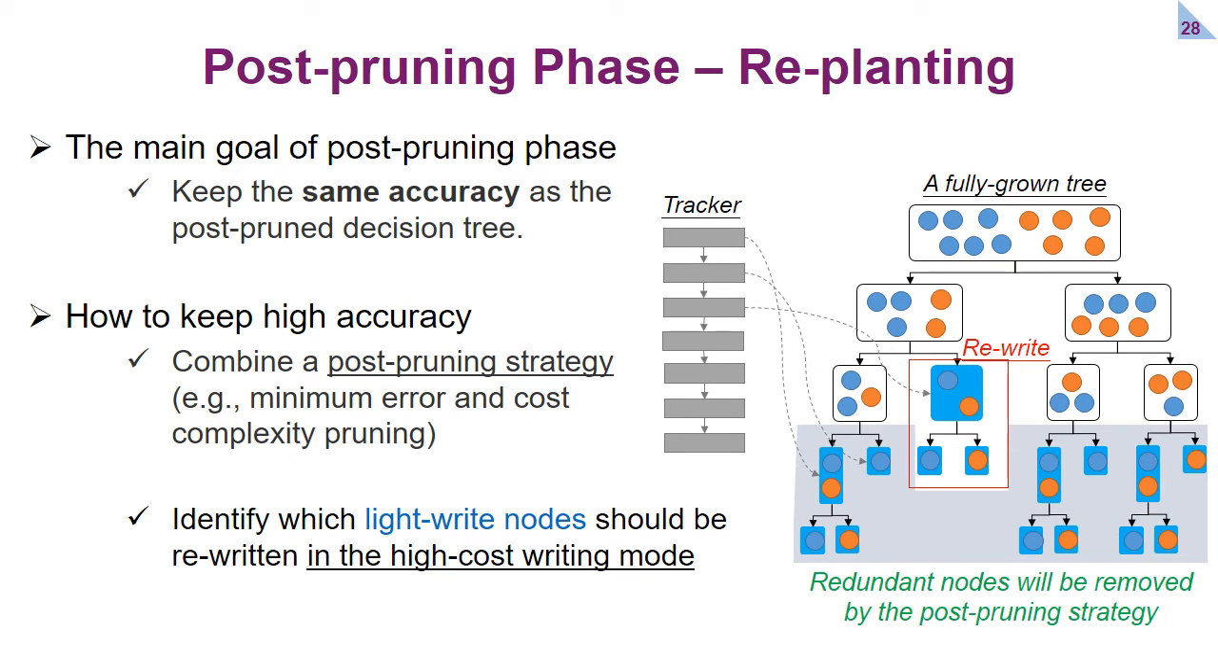The main goal of the post-pruning phase is to maintain the prediction accuracy in the proposed framework. However, during the post-pruning of the decision tree, some tree nodes in the tracker will not be pruned. For example, on the right-hand side figure, there's one node that is not pruned. Therefore, we need to rewrite it with the high-cost write mode, because if we do not rewrite it, the data will be lost. And for the other nodes in the tracker that will be pruned, we will just skip and ignore them.